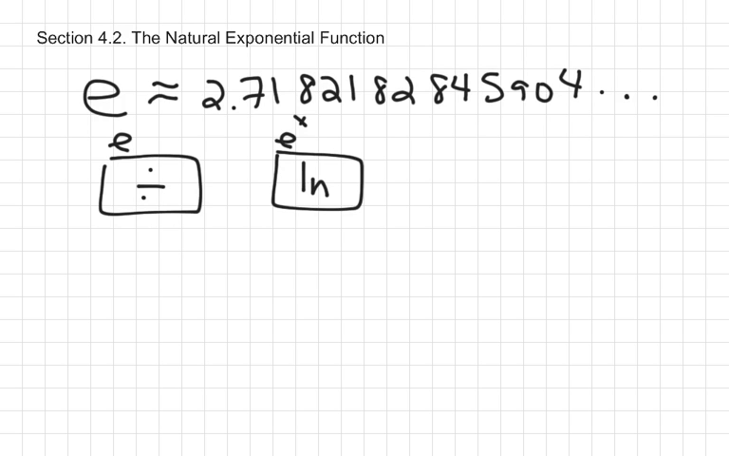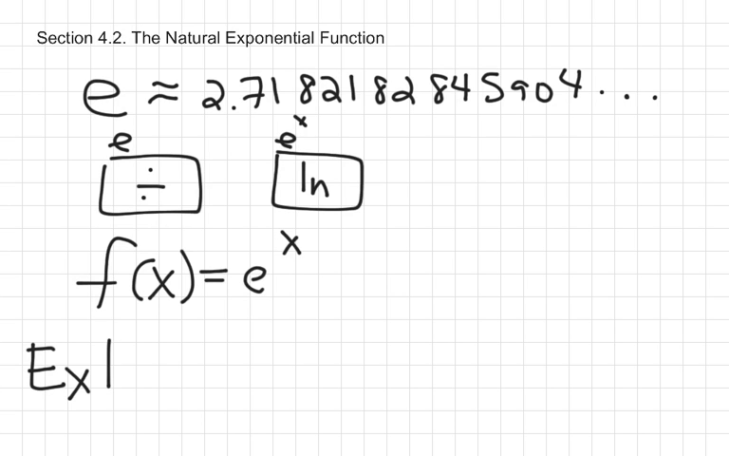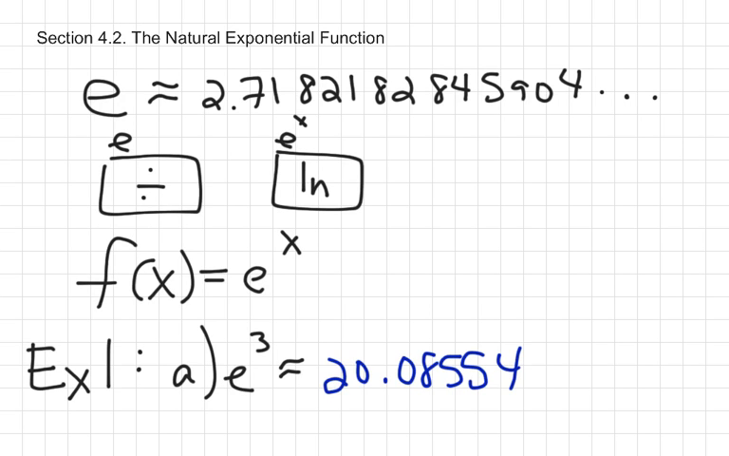The natural exponential function is the function f of x equals e to the x, where e is the base. We just usually call this the exponential function, like any other exponential function. Now, using e is very easy if you want to evaluate powers of e and say, what's e to the third? You shove it in your calculator, and it spits out 20.08554. There are more numbers, but we're rounding.